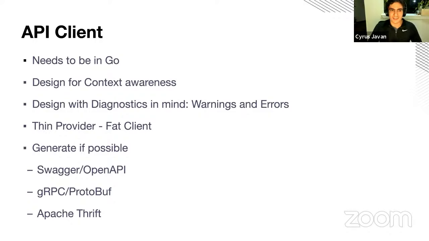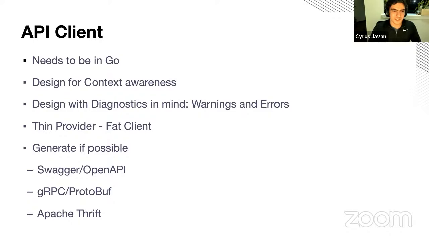Another concept is having a thin provider and a fat client. What this means is that the provider should really be just responsible for handling the schema, what a resource looks like, and then marshaling that schema data into API structs that the API can accept, and passing that along to the client. So you want to keep all your business logic and all your domain-specific knowledge in your client library, and keep your provider as thin and small as possible. This will really help with debugging and everything in the future.